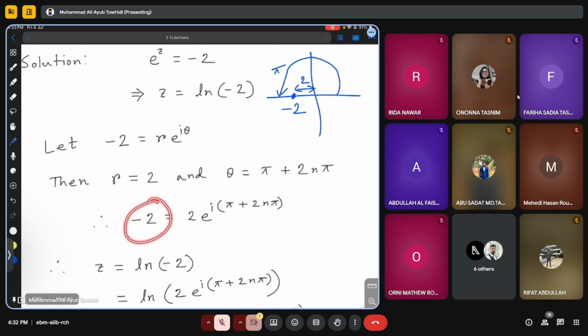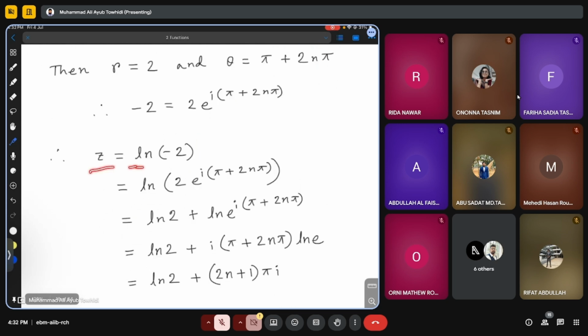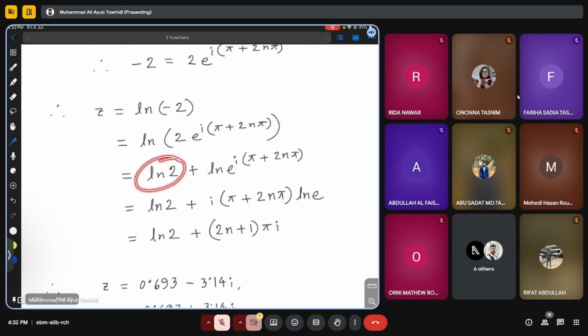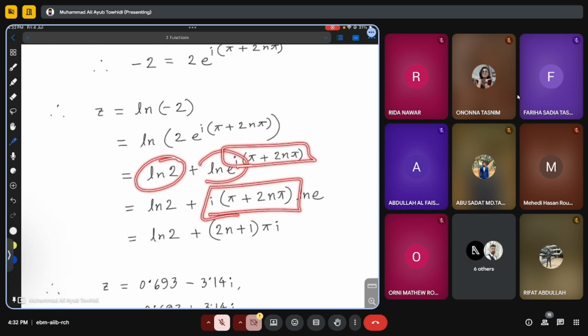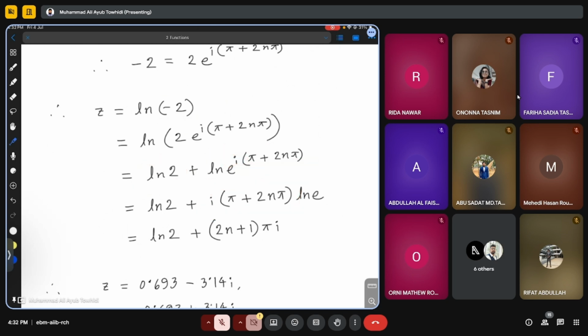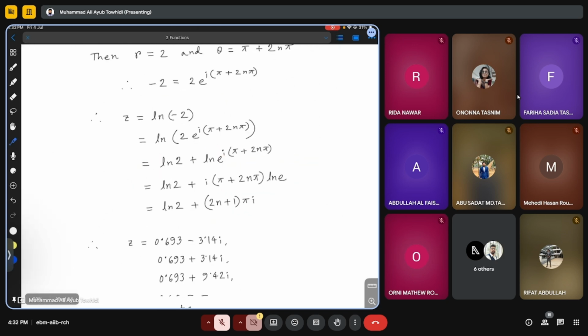Put this value here. So z becomes ln -2. Put the value of -2. So ln 2 plus ln e to the power i something. So i, this one. Then take pi common, then 1 plus 2n, 1 plus 2n. So this is the answer.